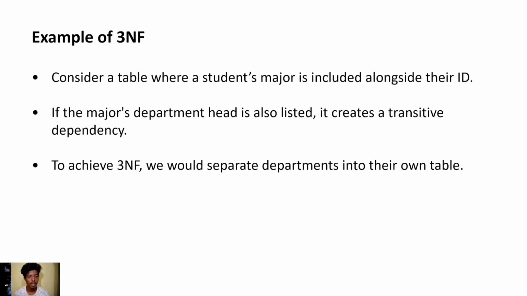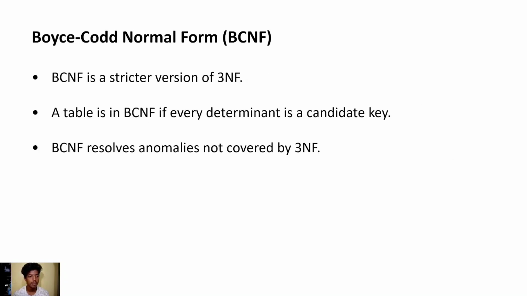Example of 3NF. Consider a table with students' major included alongside their ID. If the major department is also listed, it creates a transitive dependency. To achieve 3NF, we separate the departments into their own table.